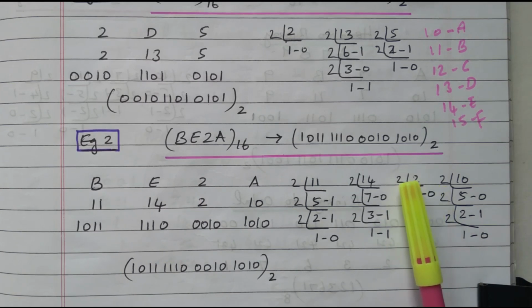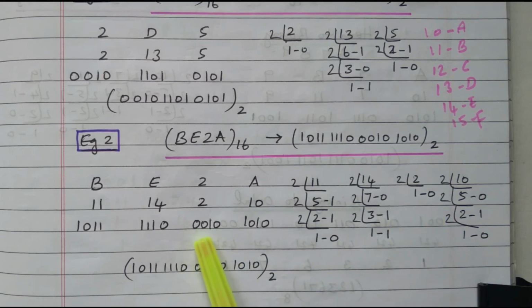2 divided by 2 means 1 time, balance 0. So write in this order: 1 0. But it is essential to add 2 zeros here. Otherwise the value will change. While combining these digits, if 0 is not added, the value will change. So here only 2 digits, 1 0, are available. We need to make it 4 digits. 2 more zeros. So it is 0010.